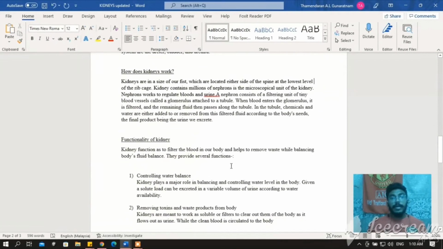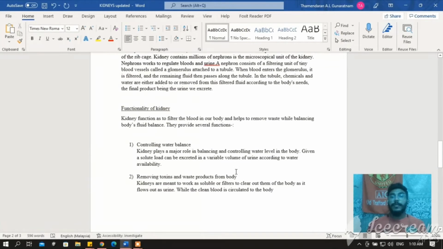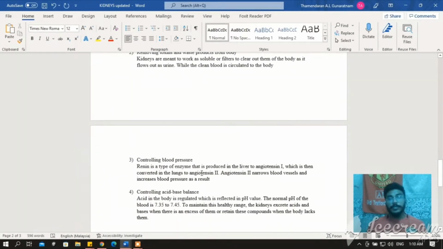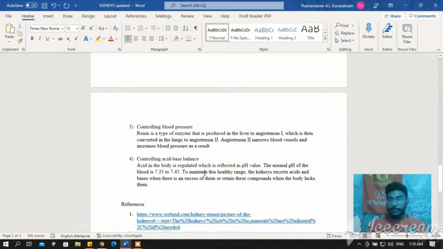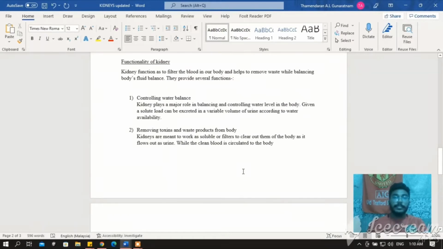So, about the functionality of the kidney. Kidney functions to filter the blood in our body and helps to remove waste while balancing body fluid balance. They provide several functions, such as controlling water balance, removing toxins and waste products from the body, controlling blood pressure, controlling acid-base balance. Talking about controlling water balance, kidney plays a major role in balancing and controlling water level in the body. A given solute load can be excreted in a variable volume of urine according to water's availability.